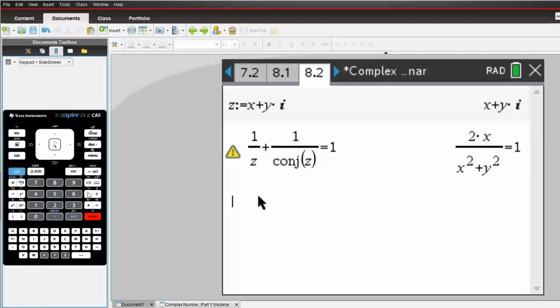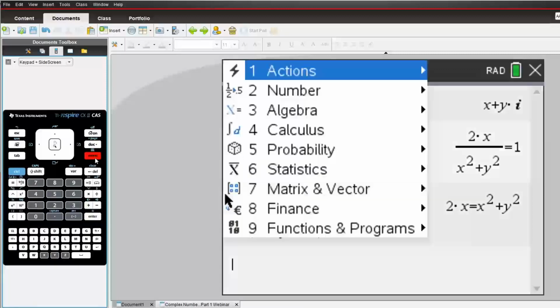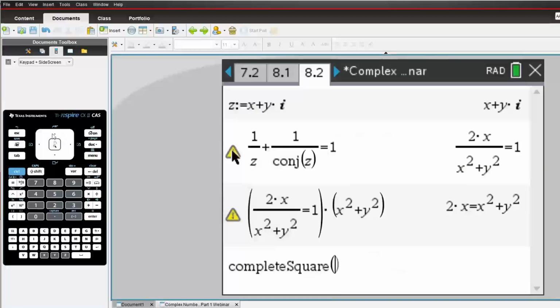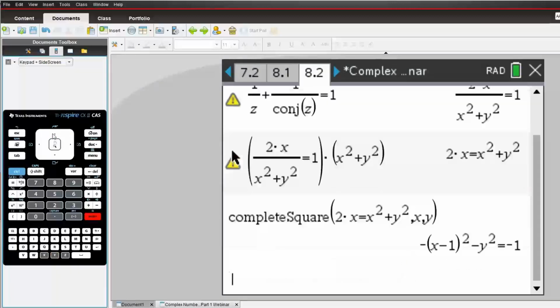This form is not nice to use, so I will multiply everything by x squared plus y squared, which gives me this equation. Looks like a circle, so I can go algebra and complete the square for x and for y, which gives me, if I multiply times minus 1, x minus 1 squared plus y squared equals minus 1. So I can get the equation of the circle here.